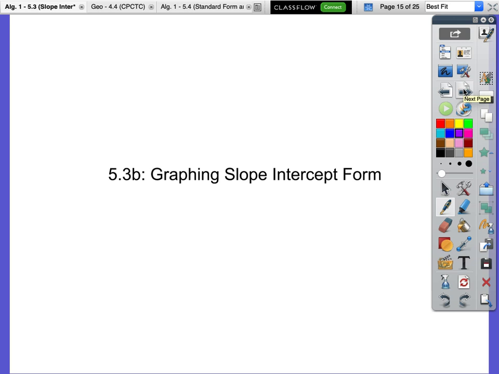Hey, so now we're gonna talk about graphing slope-intercept forms. We're gonna kind of go the reverse. We talked about writing equations from a graph, writing equations in slope-intercept form. But now we're gonna go the other way. We're gonna graph slope-intercept form.